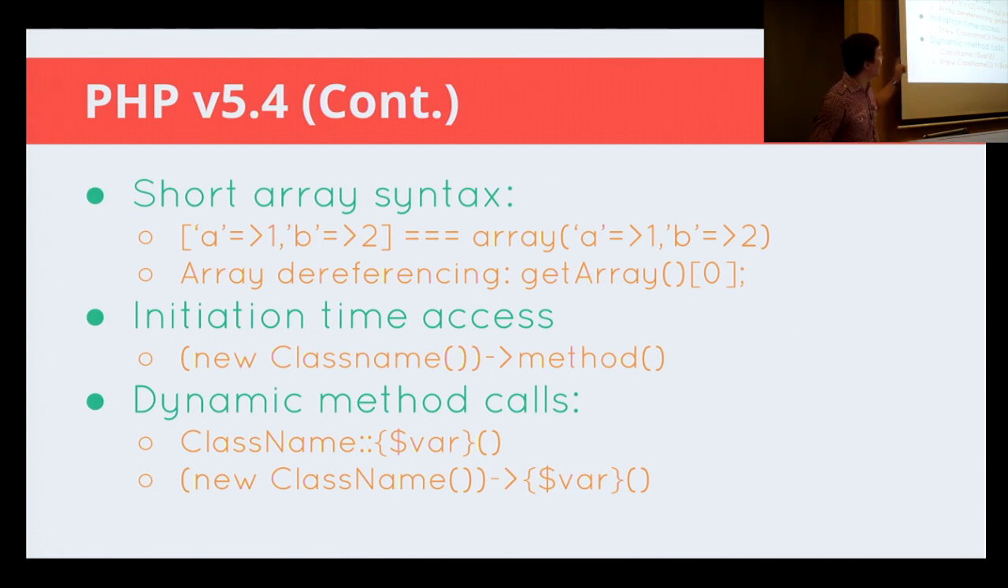in PHP 5.4, we have array dereferencing. So when a function returns an array, we can get an element of that array immediately without assigning the return value to another variable. And we also have instantiation-time access. So if you look here, this object will be instantiated and the method is called immediately, similar to array dereferencing.